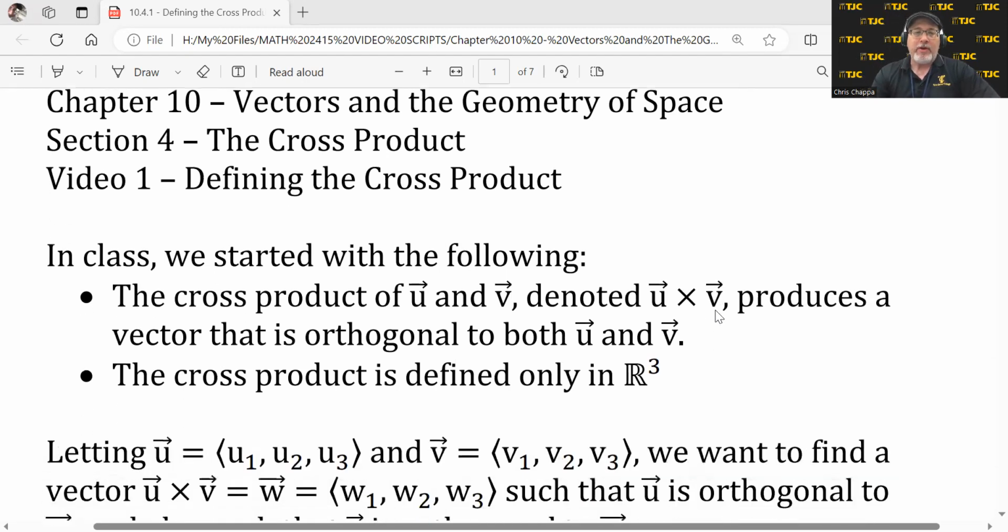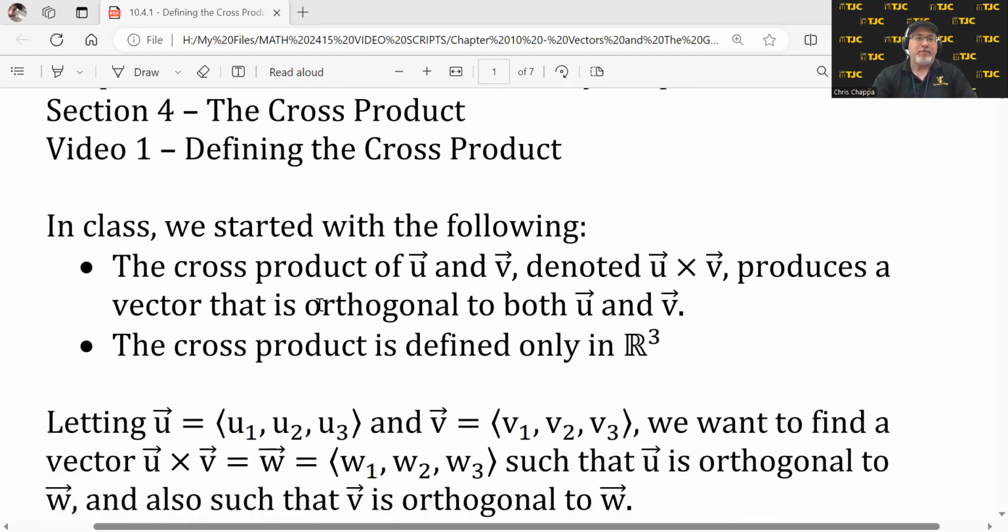We started with the following. We're defining the cross product of vectors U and V, denoted U cross V. That's how you would say that. The cross product produces a vector that is orthogonal to both U and V. So we start with any two vectors, and we want to find a third vector that is basically perpendicular to the two given vectors. Now, the cross product is defined only in R3.